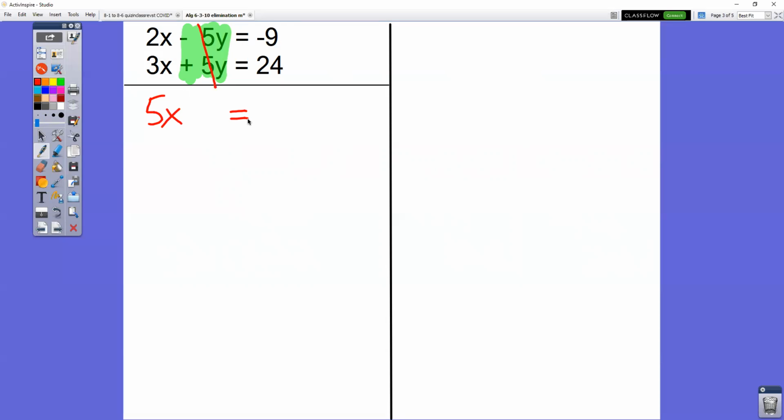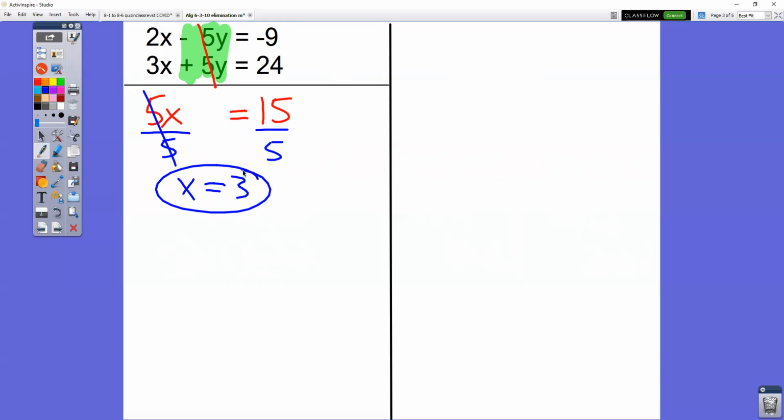Bring down your equal sign. -9 plus 24. -9 plus 24 is 15. Now you just have a one-step equation. So the next step in our problem says solve for x. So solve that equation. So we get x equals 3. That's one of our answers.